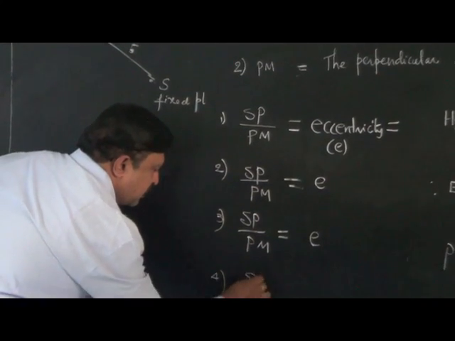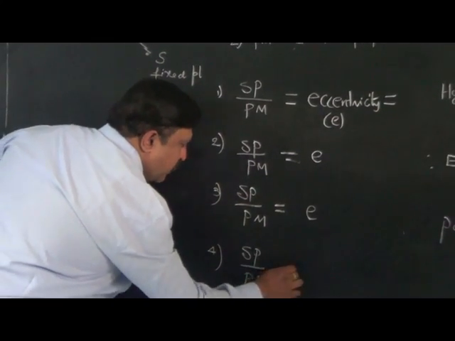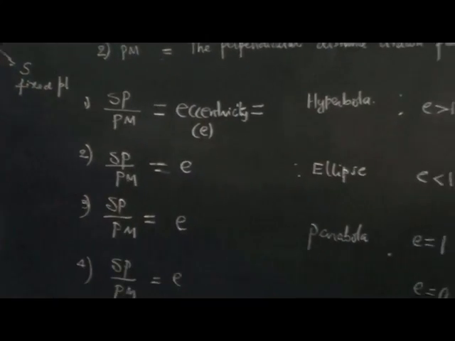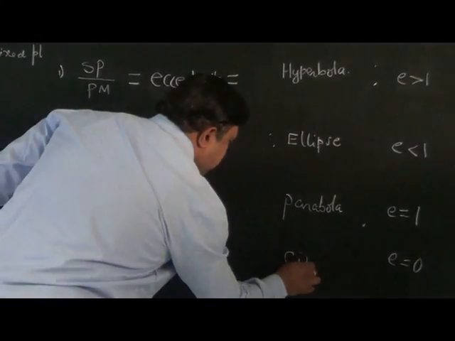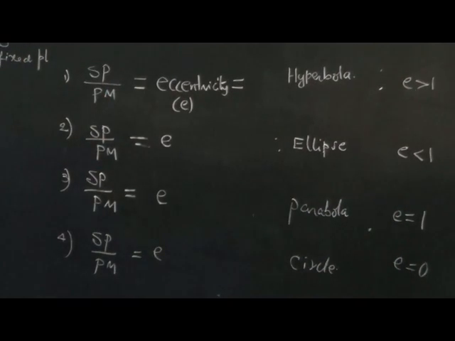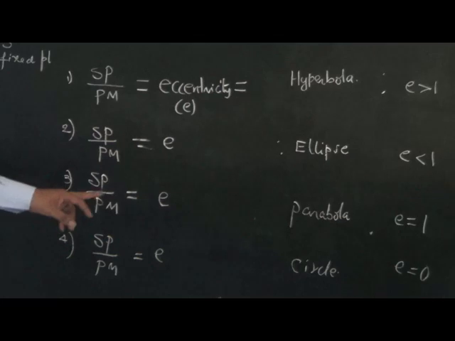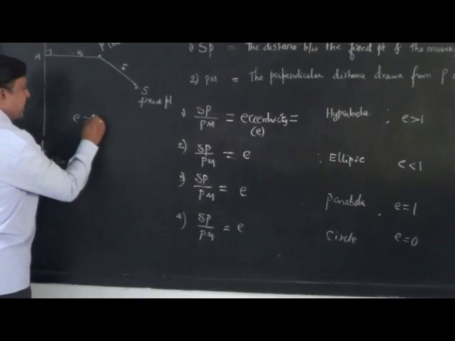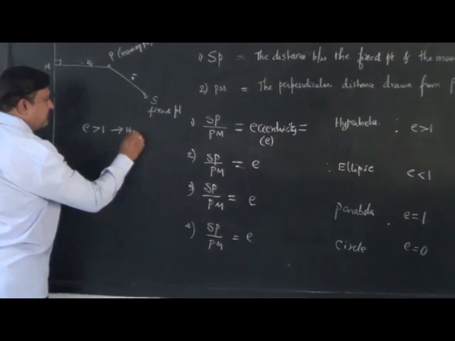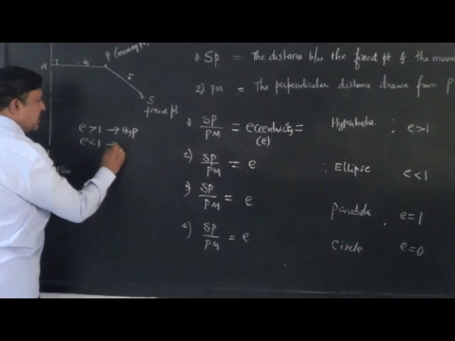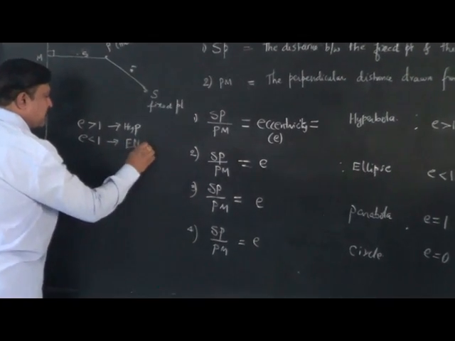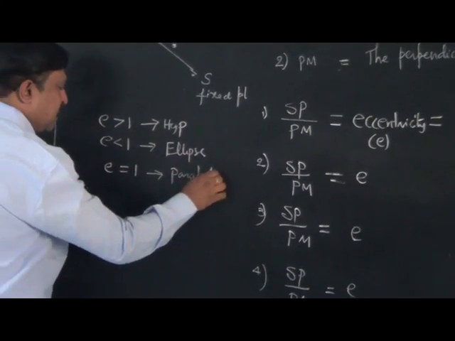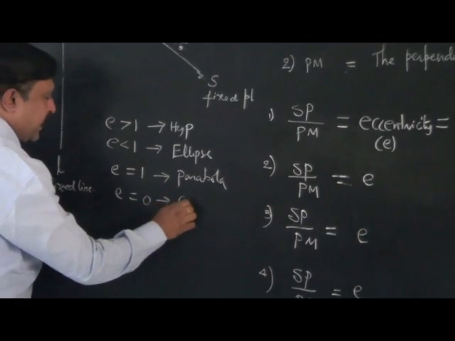In the last case, suppose this ratio gives you 0, that is, the eccentricity value is 0. Then the locus of P is called a circle. So you can also remember a circle is a conic section whose eccentricity value is 0. So remember that if E is greater than 1, it is a hyperbola. If E is less than 1, the conic is an ellipse. If E is equal to 1, the conic is a parabola. And if E is equal to 0, the conic is a circle.